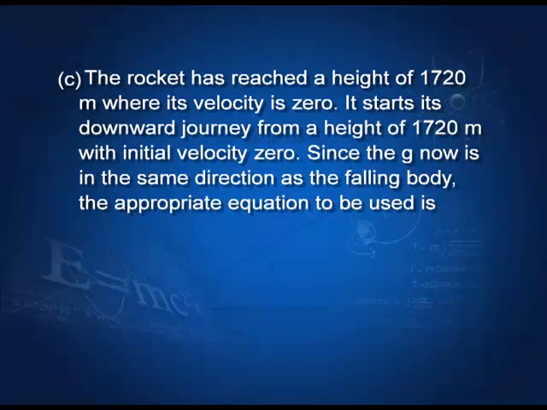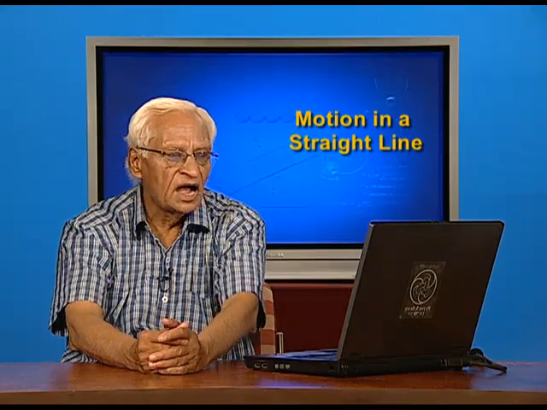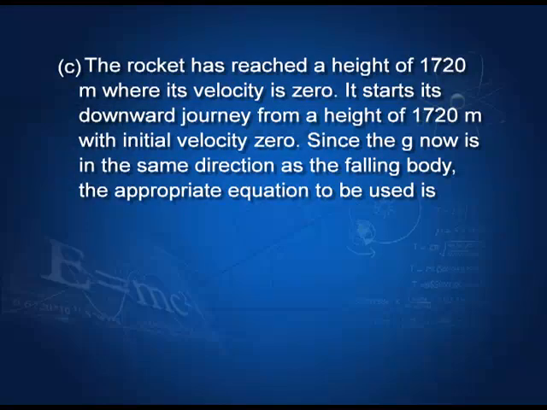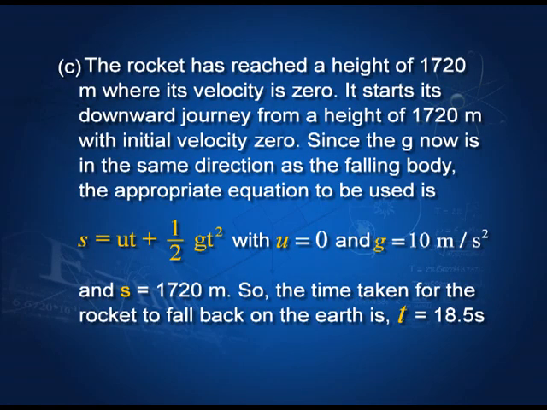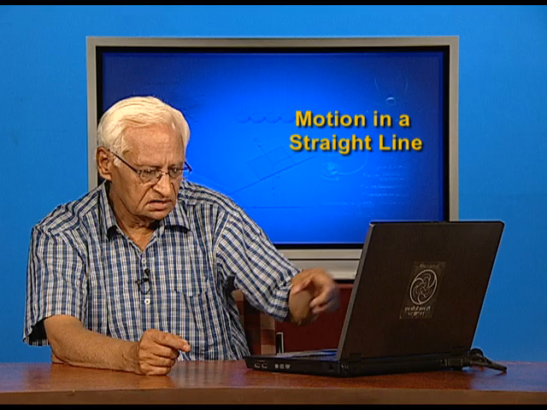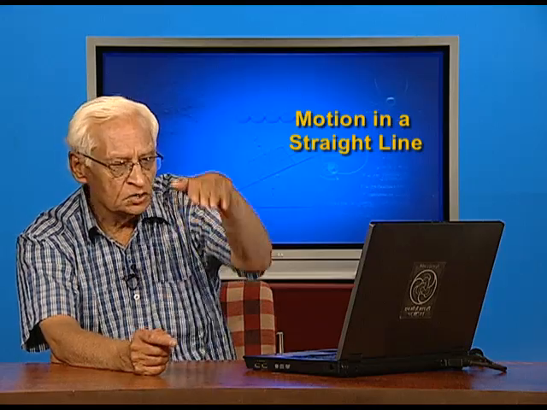Third point, the rocket has reached a height of 1720 meters where its velocity is 0. It starts its downward journey from a height of 1720 meters with initial velocity 0. Since the acceleration due to gravity now is in the same direction as the motion, this value becomes positive. So, we use the relation s equal to u t plus half g t square, where s is 1720, u is 0, g is 10 meters per second square, and we get t turns out to be 18.5 seconds. So, it takes 18.5 seconds to come to the ground.